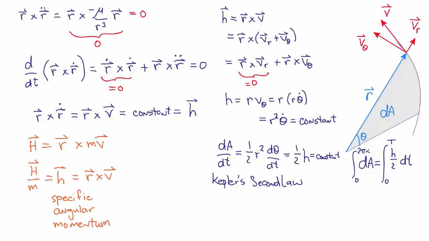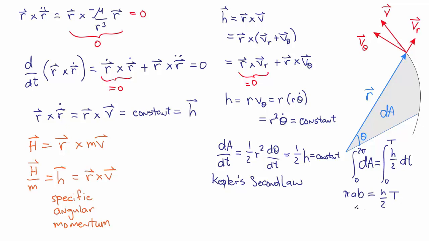Now, if we do that, here we end up with the full area of an ellipse, and the area of an ellipse turns out to be pi times a times b, where a is the semi-major axis and b is the length of the semi-minor axis. And if we integrate the right-hand side, well, h is a constant. That's the specific angular momentum. So we have h over 2 times the integral of dt. Well, that turns out to give us the value of the period.